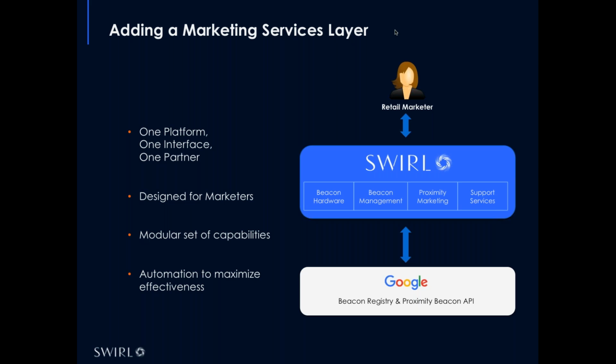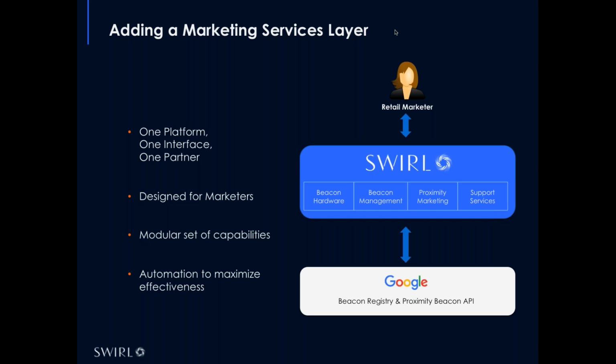So the Swirl platform that we offer provides, again, a single platform, a single interface, a single partner for beacons. So we provide beacon hardware. We provide beacon management capabilities to configure those beacons and then deploy them. A full suite of proximity marketing tools to manage campaigns, schedule campaigns, test creatives, measure creatives, and support services to help retailers get up and running.